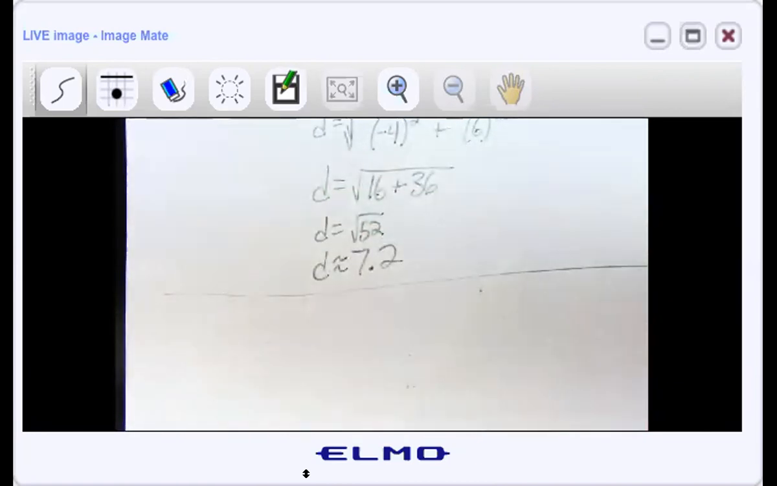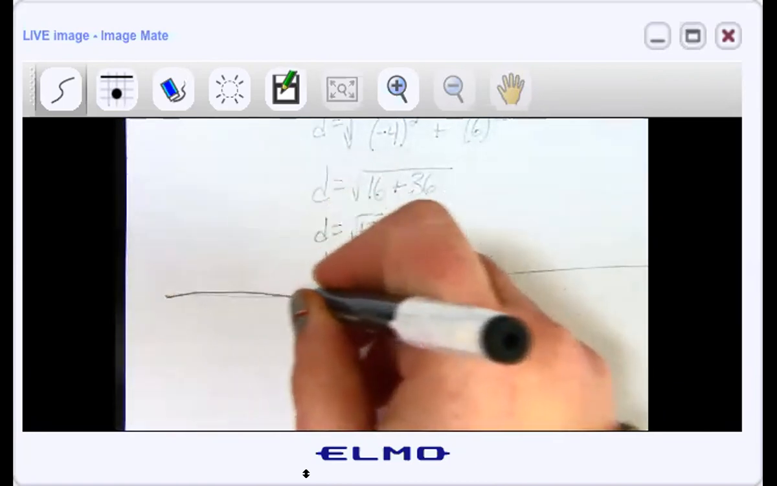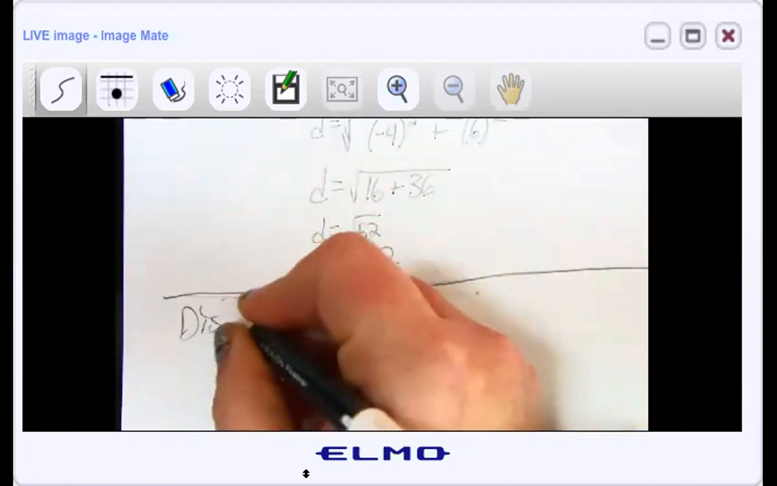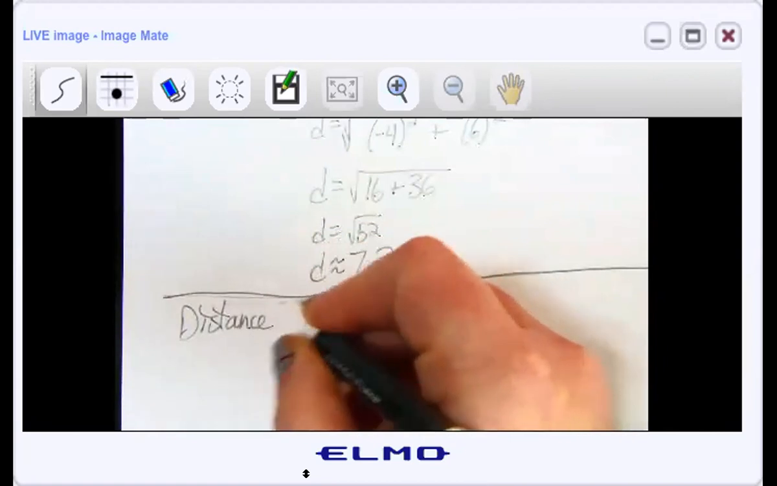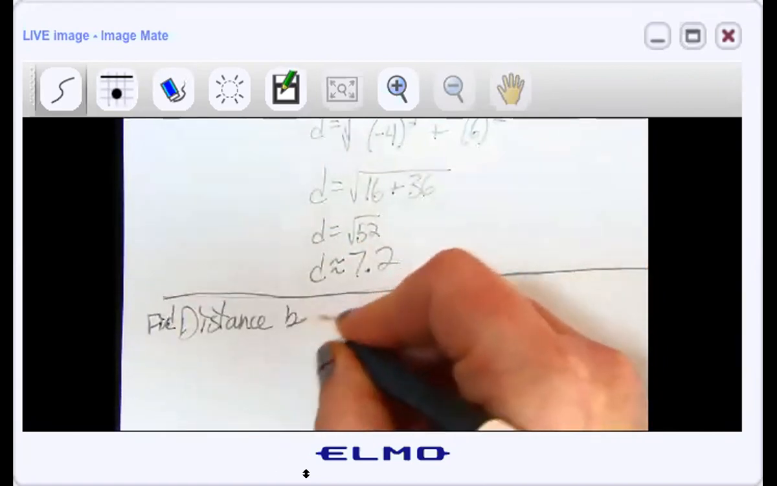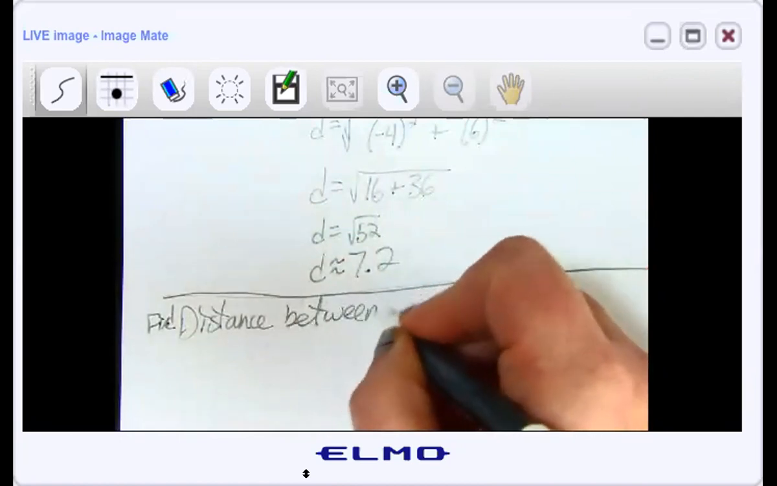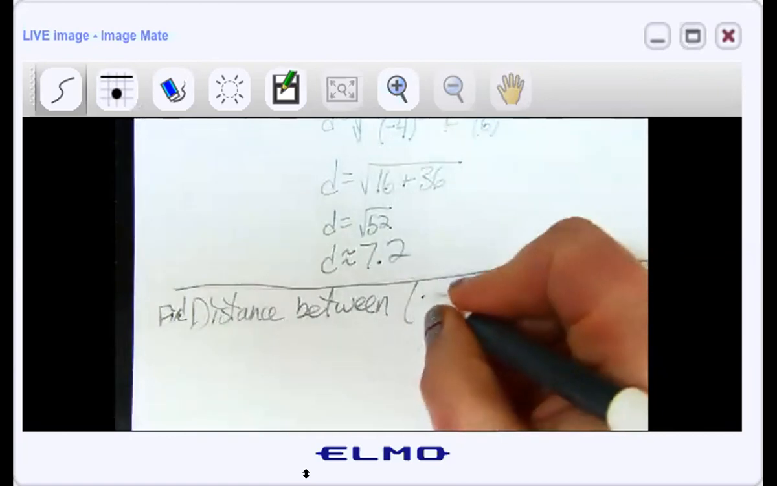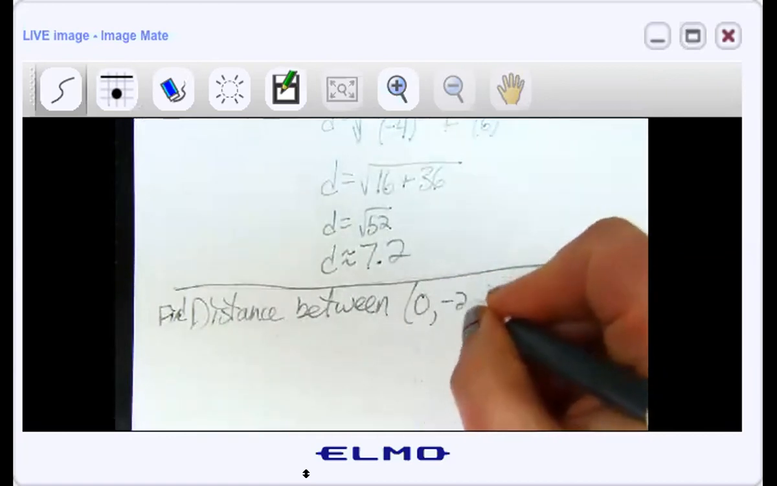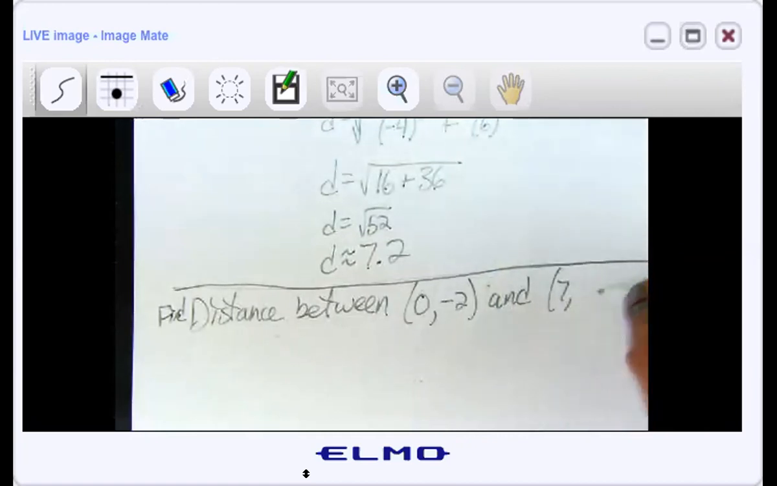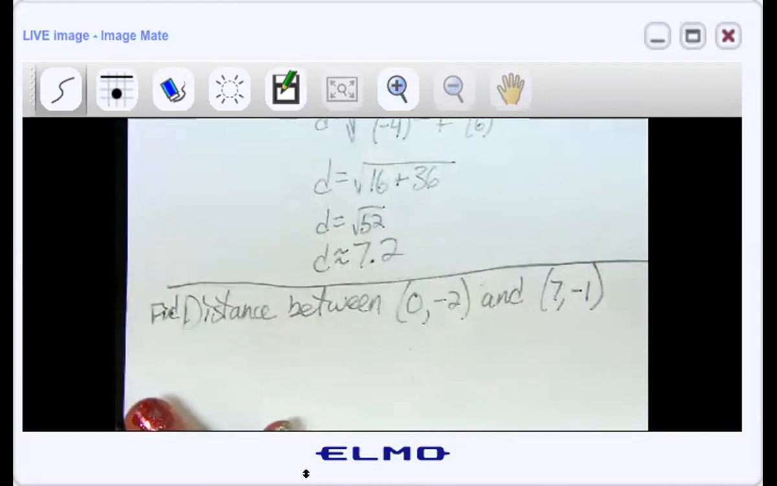Let's throw some negatives in there. Why not? So we're going to find the distance between, well, it really doesn't matter. You can pick whatever numbers you like. How about, oh, let's do 0, -2, and 7, -1, whatever. Okay, so there's 2 points.